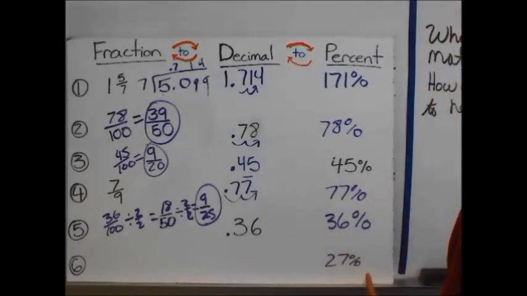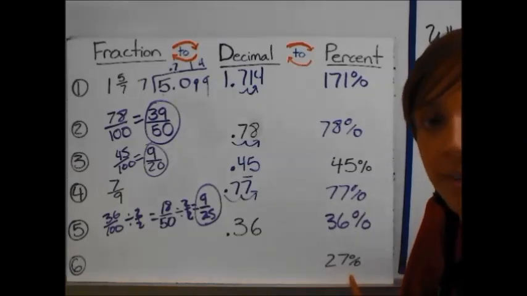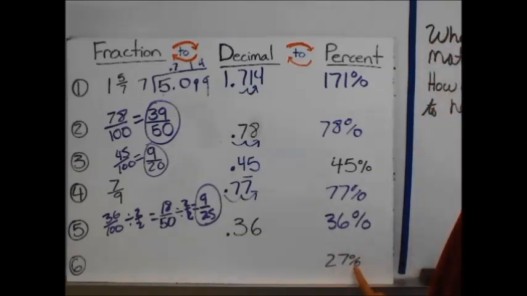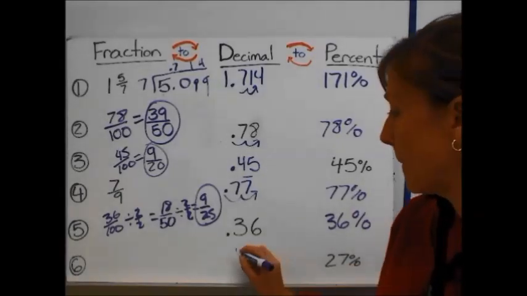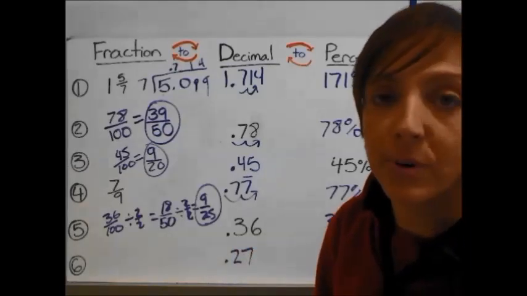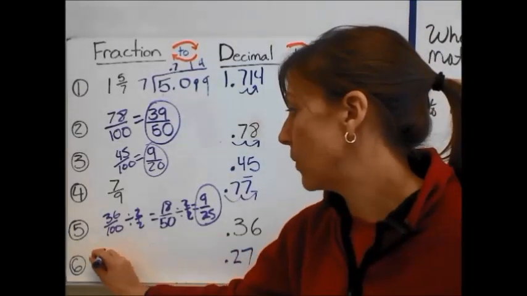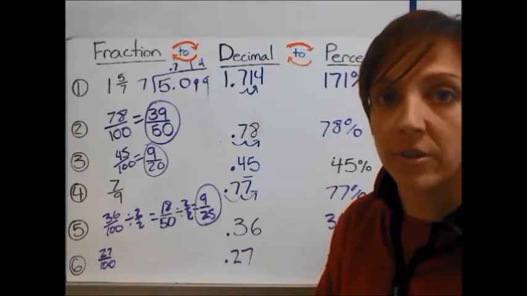Let's go to number 6, our last one. We have 27% in our percent column. So let's take 27%, and remember our decimal would be behind the percent sign, and we're going to move the decimal 2 places to the left. So we get 0.27, and then it's 27 hundredths. So I'm going to write 27 over 100, and there's my fraction.